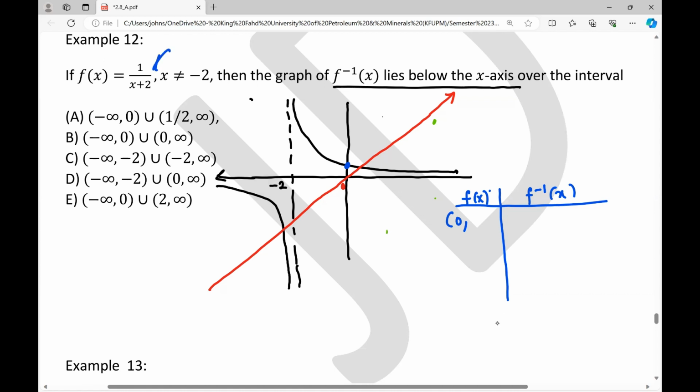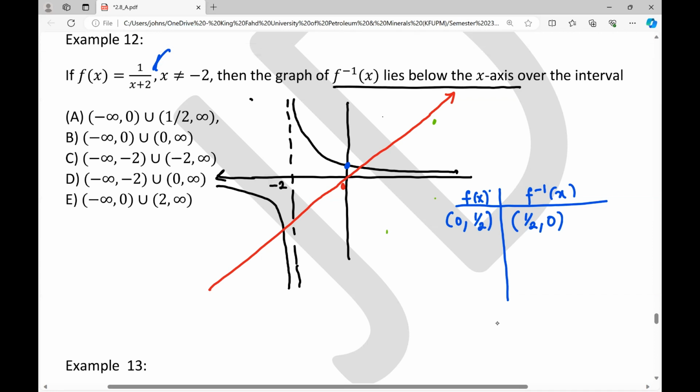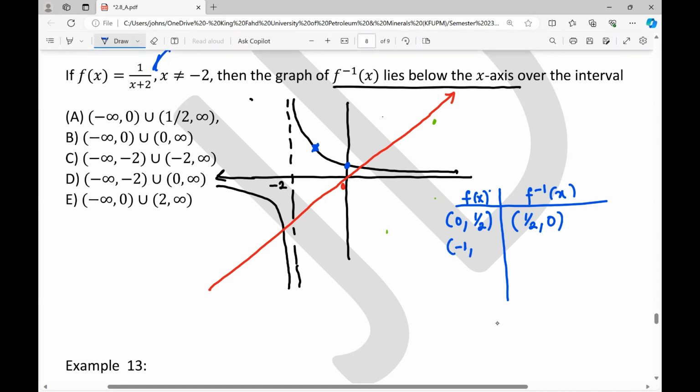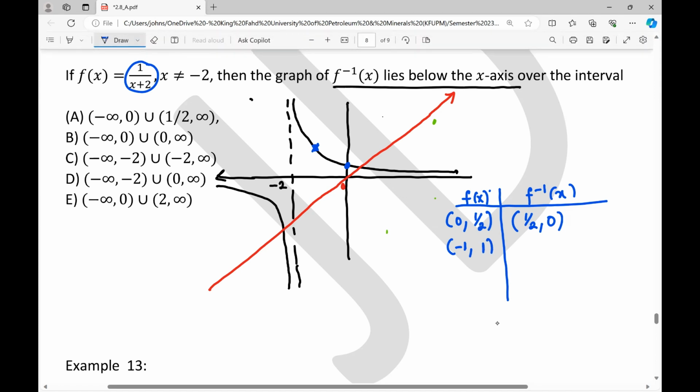You have 0, so you have 1 over 2. So this point clearly is going to become what? Half, comma 0. Yeah. So now let's take some point here. If I come here to take a point, for example, we take -1. We will have -1. If you put -1 into this function here, what do we get? Put -1, you will have 1 over 1, right? So it becomes 1. So it means this becomes 1 minus 1.